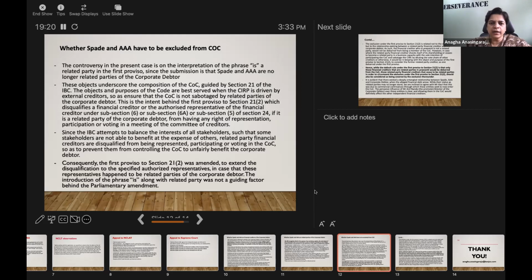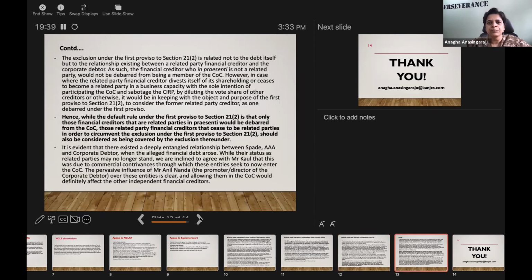Consequently, the first proviso to 21(2) was amended to extend the disqualification to the specified authorized representatives in case these representatives happen to be related parties of the CD. The introduction of the phrase "is" along with the related party was not a guiding factor before the parliamentary amendment. So the Supreme Court is trying to deal with the reasons why this amendment was brought in and how to interpret that amendment. The exclusion under the first proviso to 21(2) is related not to the debt itself, but the relationship existing between the related party financial creditor and the CD.